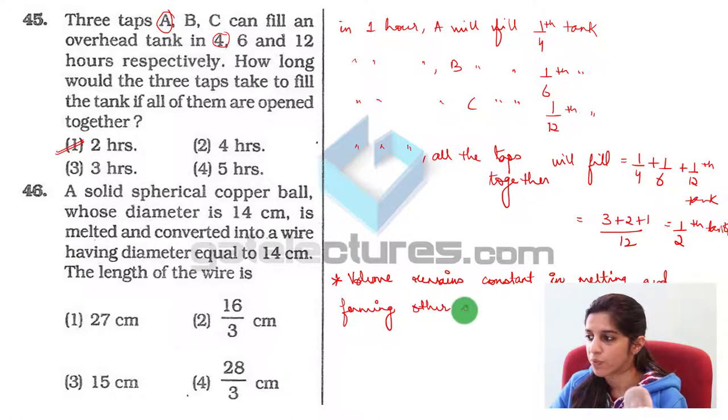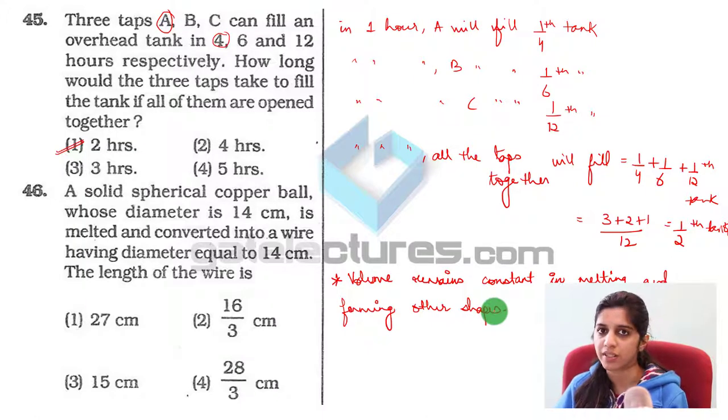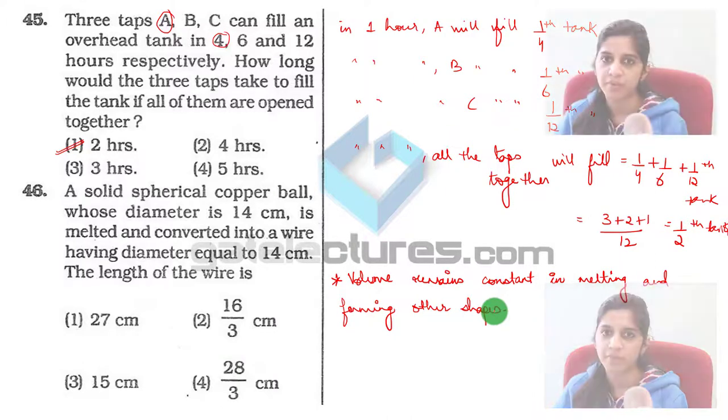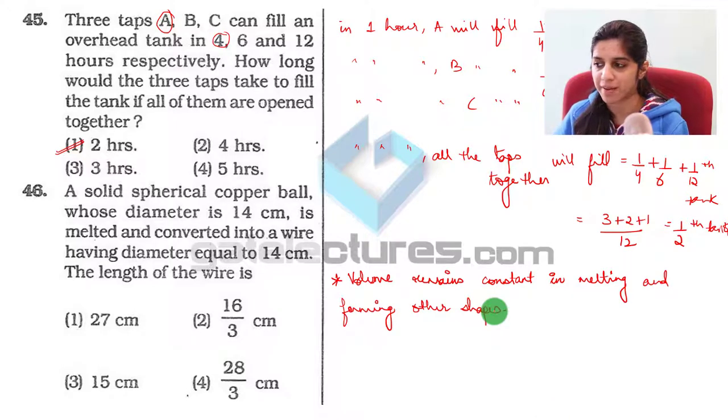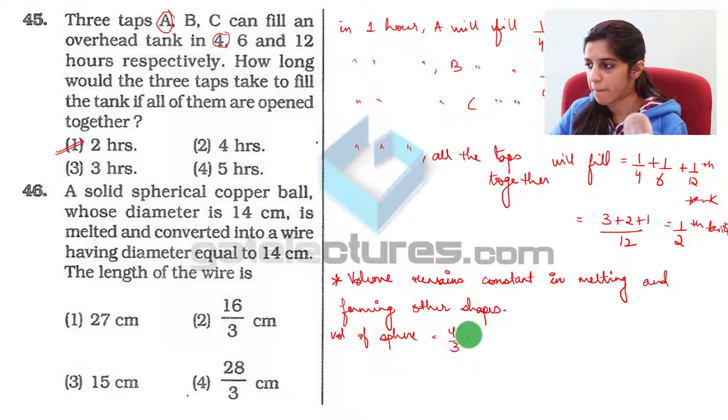Okay, surface area, lateral surface area, everything is going to change, but one thing that will remain constant is the volume, because the matter contained in any shape is not going to change. Okay, so volume is going to remain the same. So now you know that the volume of a sphere is 4 by 3 pi r cube.